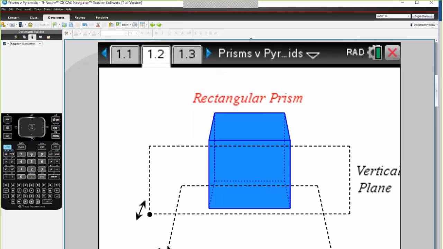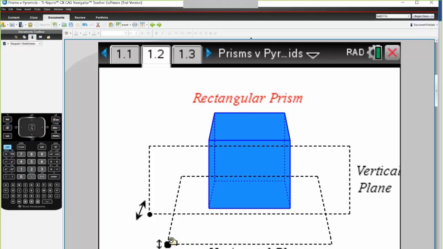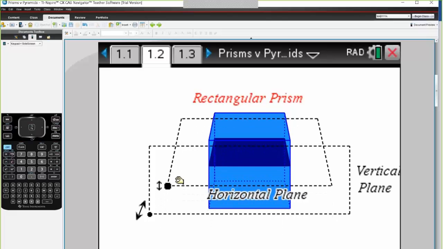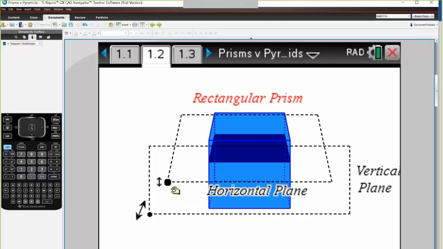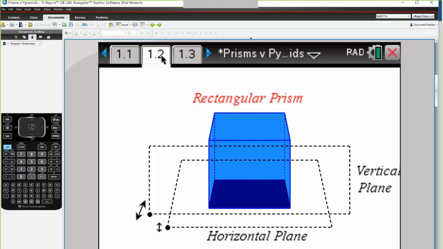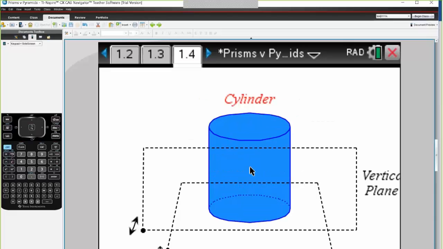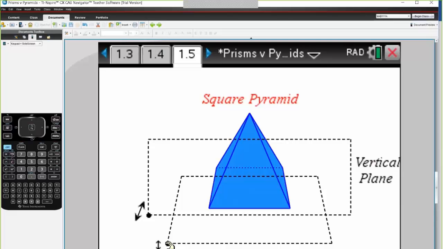So I got them to make the predictions first. Then we went in and I let them play with it. So it's a matter of grabbing the circle there and taking it up. And we can see there with this one that we get the same shape, same size all the way up. So they did that for the rectangular prism, they did the triangular prism, they did the cylinder, and then we got to the square pyramid.